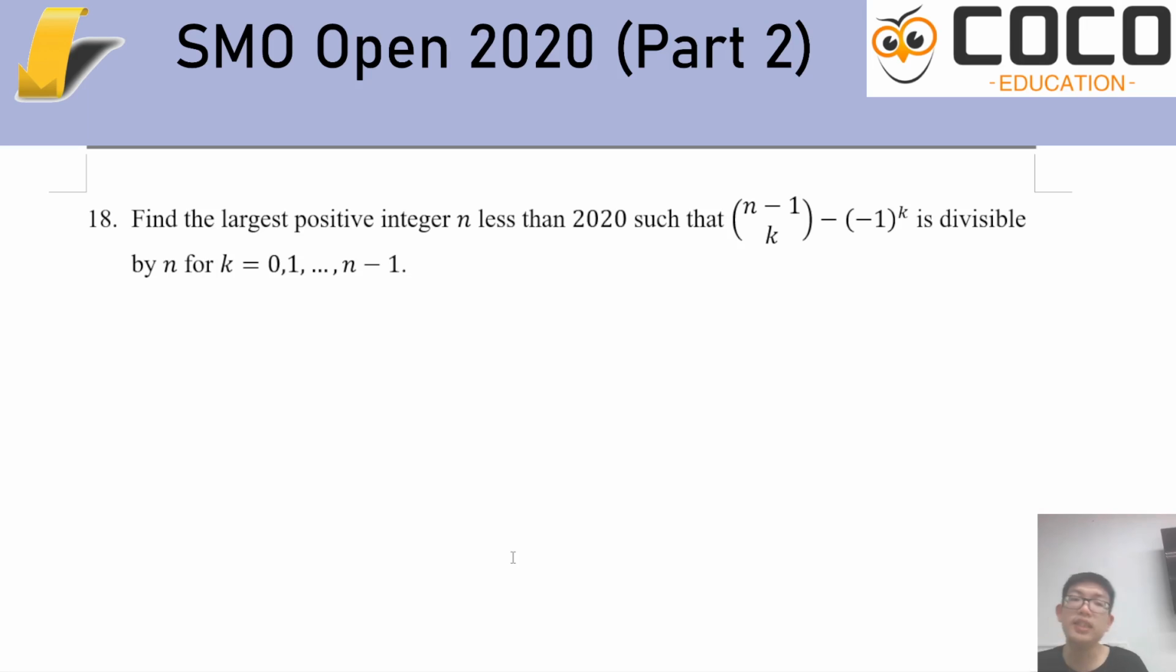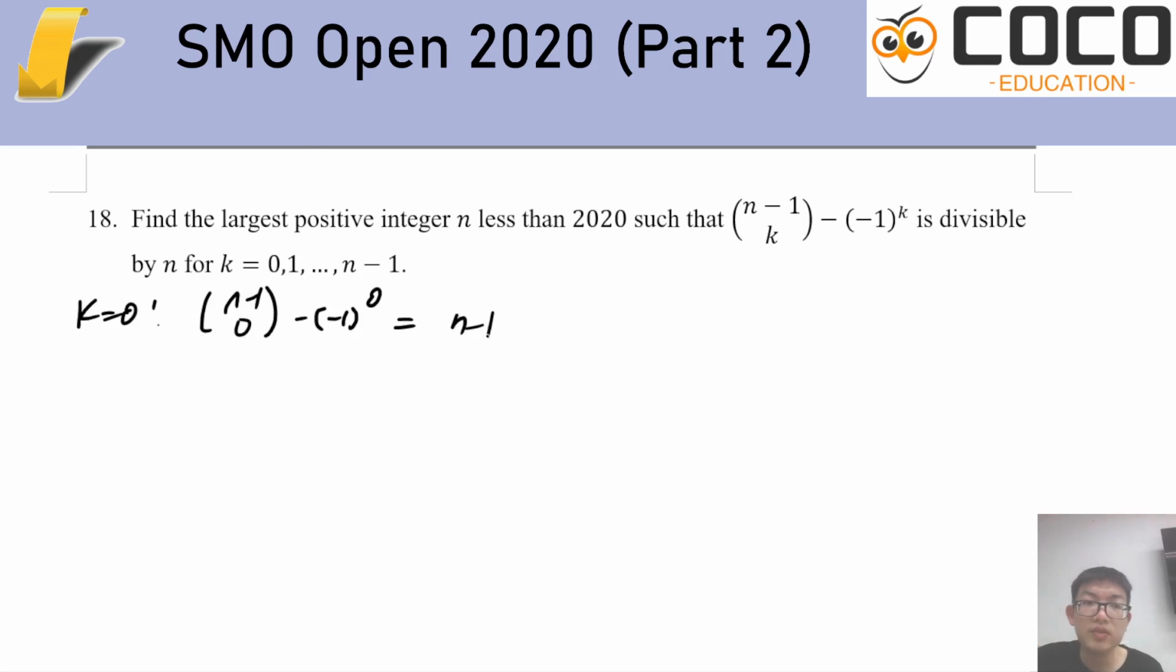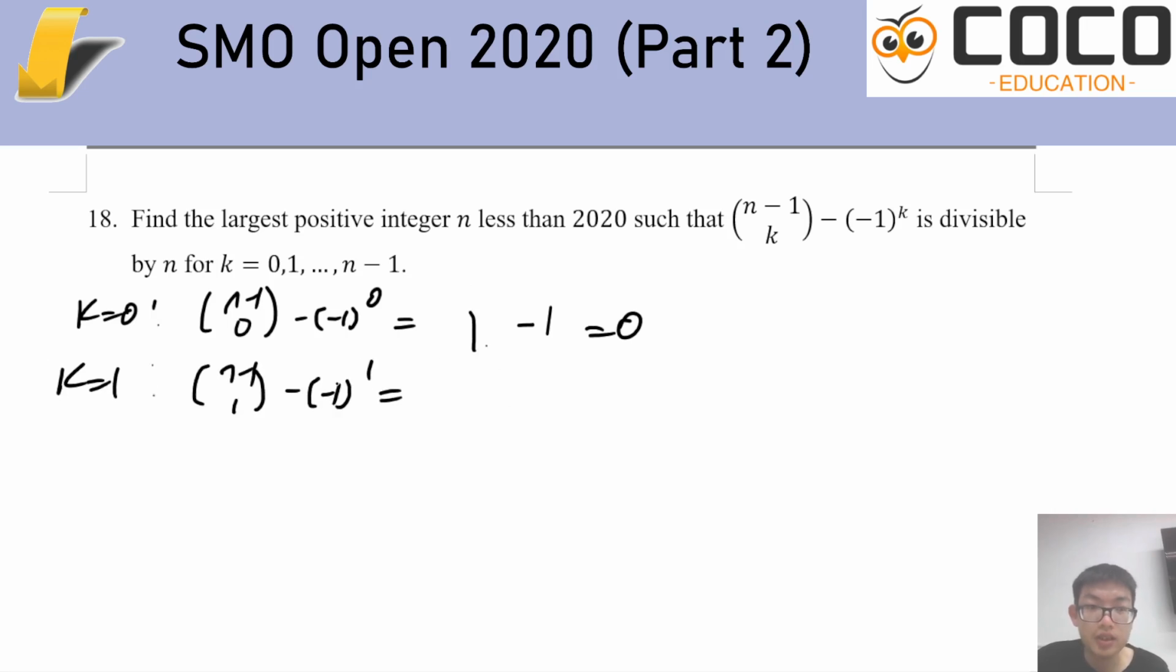well, let's see. If k equals 0, this is n minus 1 choose 0, which is 1. Minus 1, so this is 0. There's nothing to say there. For k equals 1, it is n minus 1 choose 1, which is n minus 1, plus 1, that's n. So still nothing to say there.